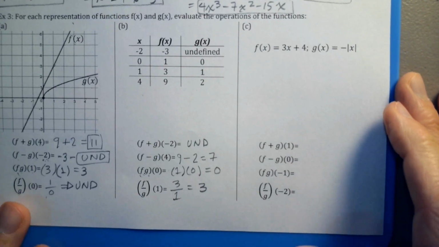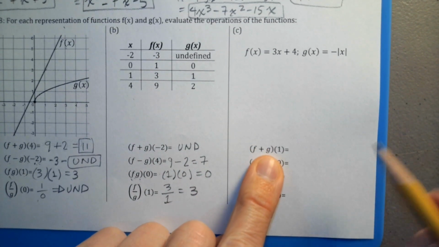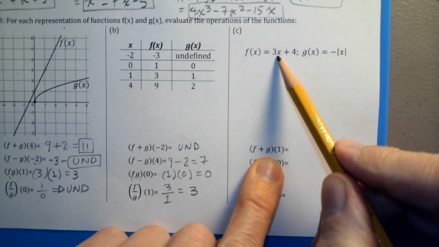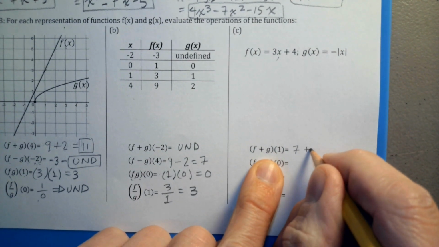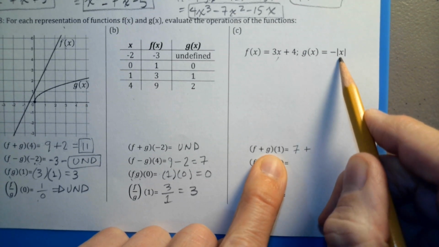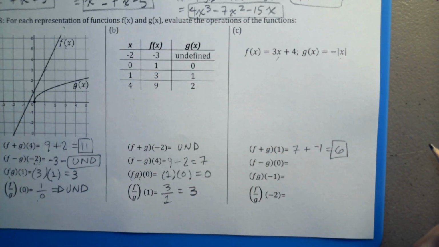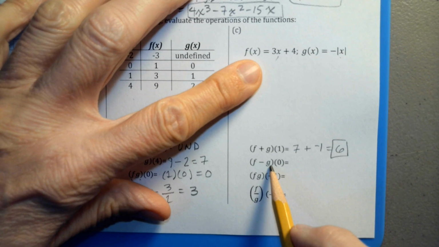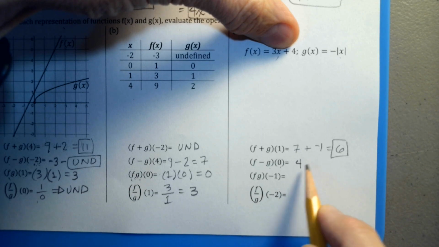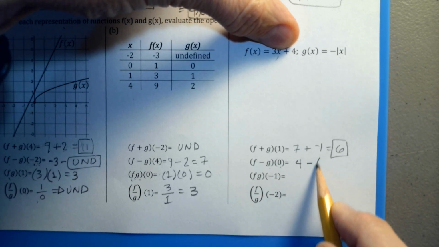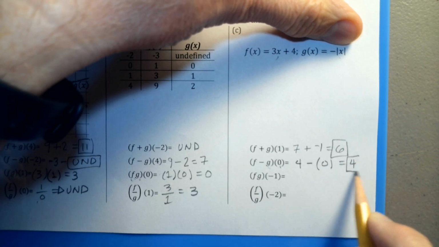All right, and the last one, they gave it to us algebraically. So f plus g of 1, so f of 1, I put a 1 in for f, that gives me 7, plus, put a 1 into g, that's -1, so that should be a 6. All right, f minus g of 0, so f of 0 is 4 minus, and then g of 0 is 0. So that should be 4.